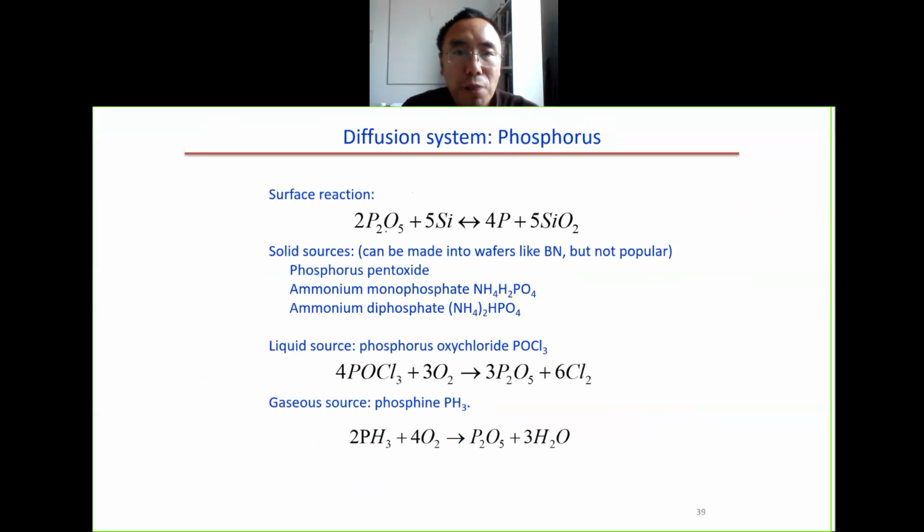So the same thing is here for the phosphorus. It also becomes the phosphorus oxide. This can be a solid source, for example, phosphorus pentoxide, or we can use ammonium monophosphate, ammonium diphosphate. We can also use the liquid source, POCl3. I think this one is more popular. POCl3 reacts with oxygen to form P2O5, then the P2O5 reacts with silicon to form the phosphorus dopant. The gas source is the phosphine. This is also a popular one. Phosphine and oxygen form this P2O5.